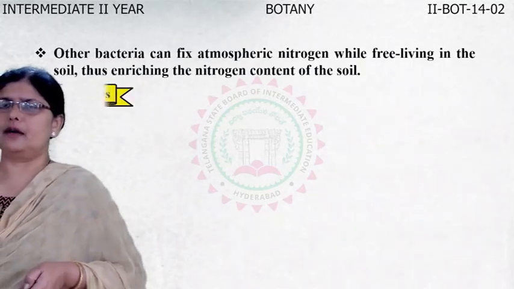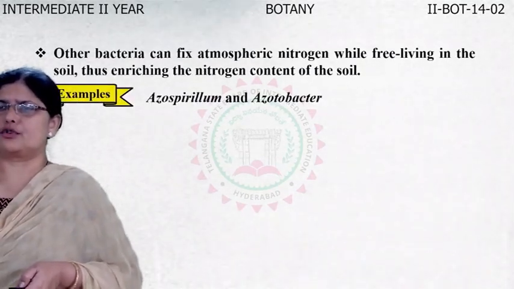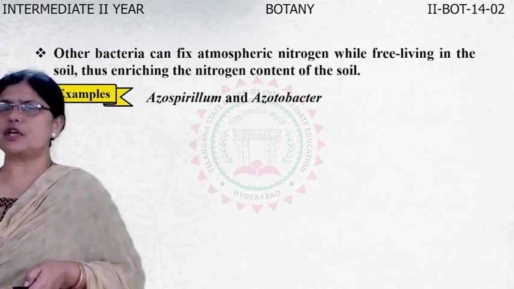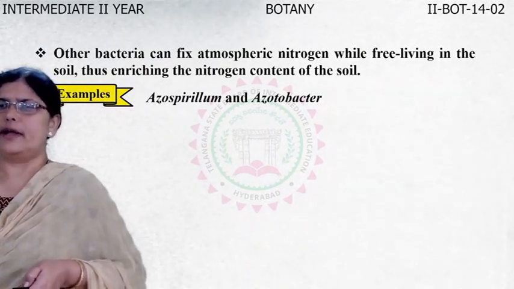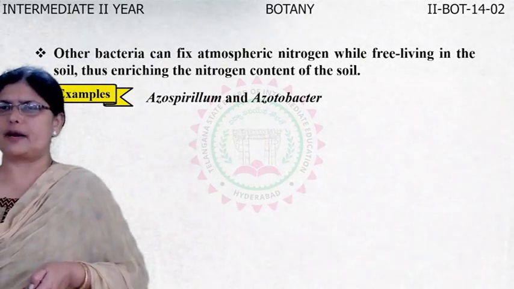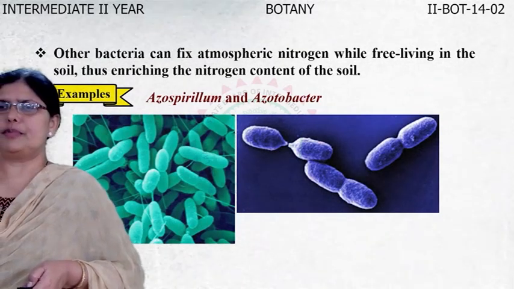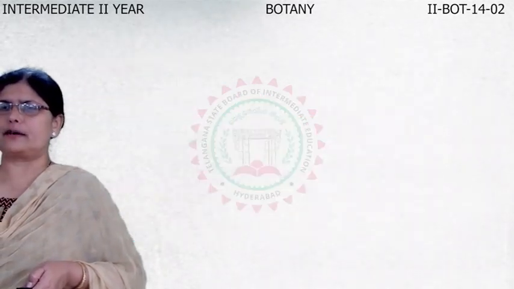Other bacteria can also fix atmospheric nitrogen and these are free living in the soil. Thus, they help in enriching the nitrogen content of the soil. Examples are Azospirillum and Azotobacter. See the pictures of Azospirillum and Azotobacter.